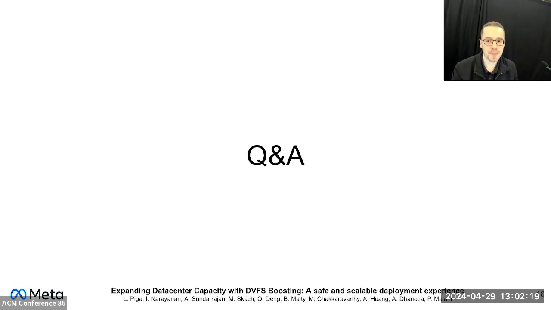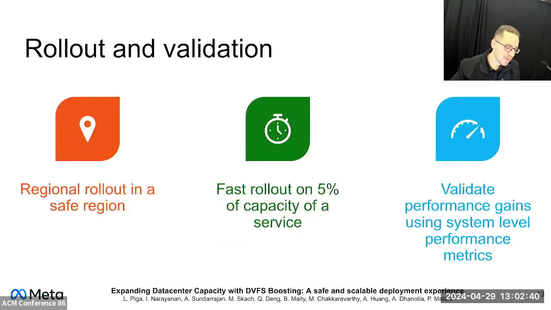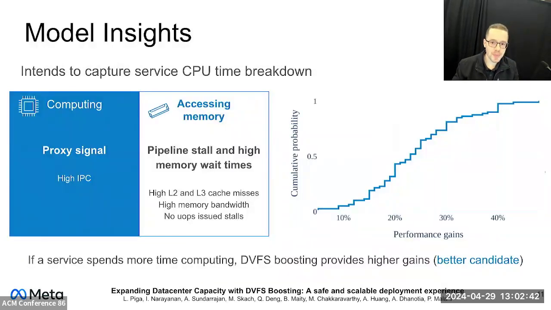Okay, may I ask one more question? Sure. Can you give a little more intuition about your classifier? I understand you have all these hardware counters and you're binning into high, medium, and low amenability to DVFS boosting, but can you give us a sense of what it means to be high versus medium? Yeah, so that's what I try to capture in this picture here.